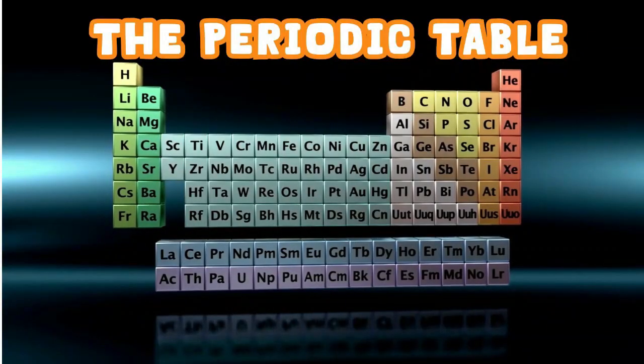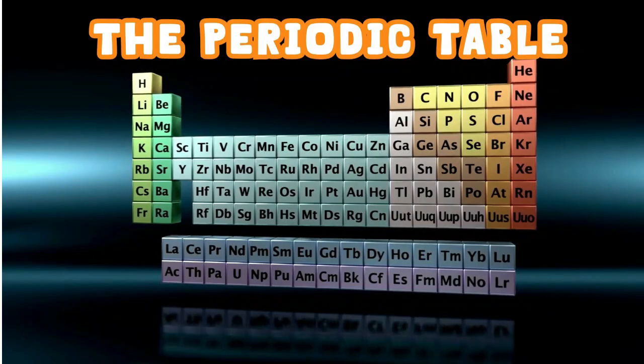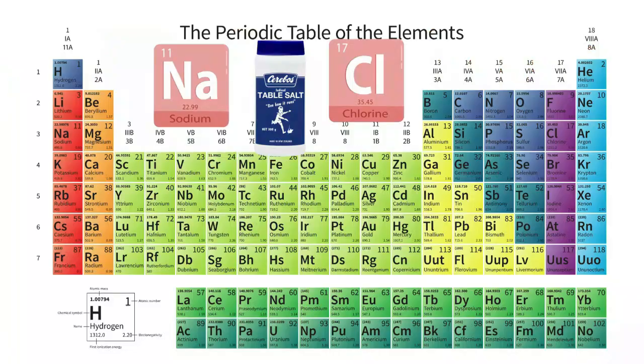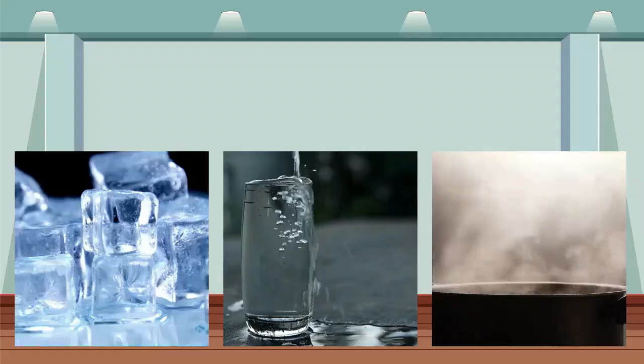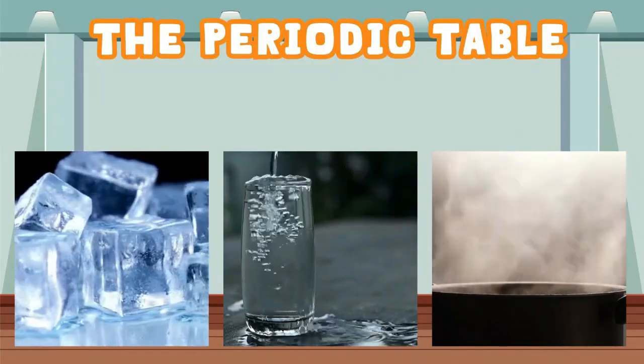The periodic table is a list of all the possible ingredients in the world that everything in the entire universe is made out of. Every single solid, liquid, or gas in the world is made up of different combinations of elements from the periodic table.